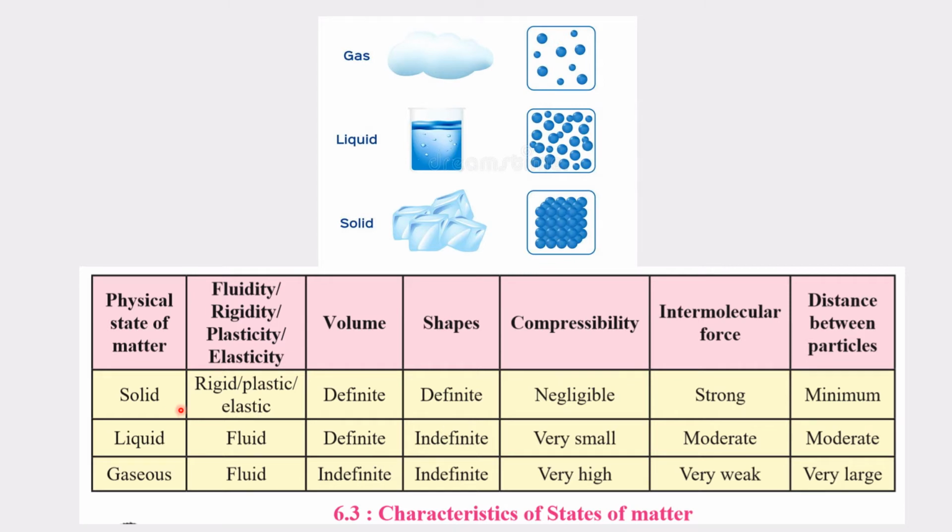In solids, they are rigid, plastic and elastic, meaning they have a definite shape and a definite volume. Compressibility is negligible; we cannot change their shape easily. Intermolecular force is strong in solids, and the distance between particles is minimum, very little.